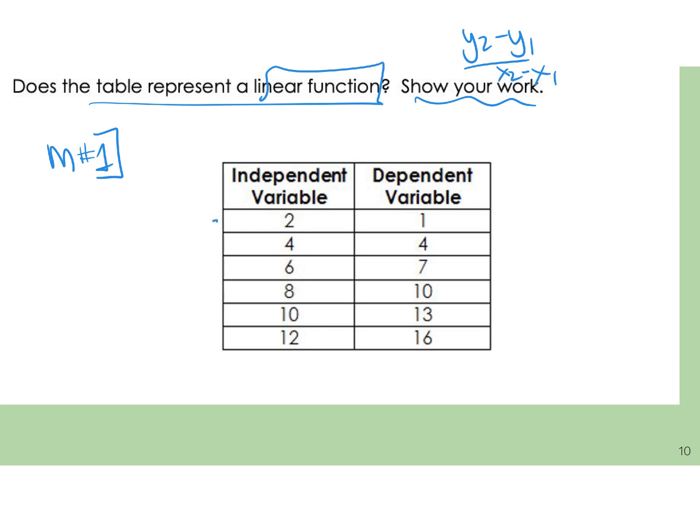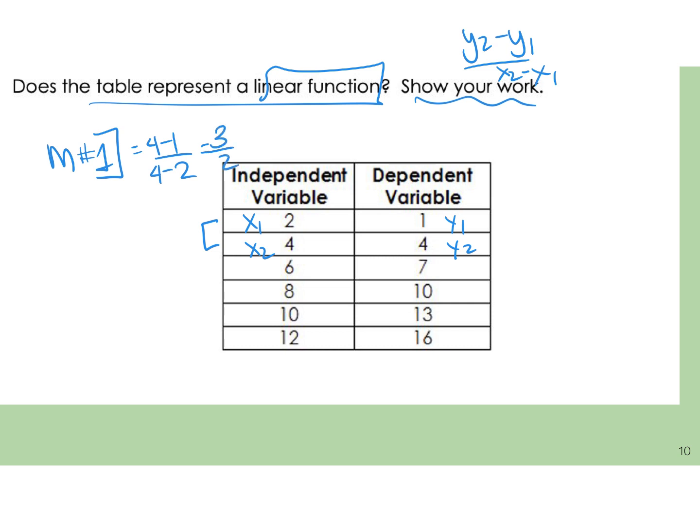So I'm going to use these first 2 points. I'm going to call this my x1, x2, y1, y2. So I've got 4 minus 1 for my y's and 4 minus 2 for my x's. So my first slope that I get is 3 over 2.